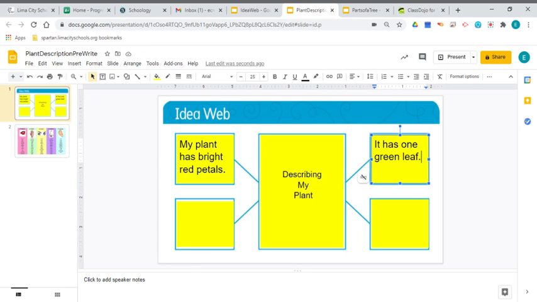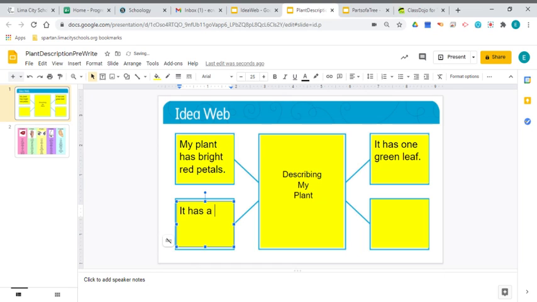Now, green, we said colors could be adjectives, so green is definitely an adjective. But guess what else can be an adjective? Number words can be adjectives. It's telling you how many leaves are on my plant, so that when you're trying to make a picture in your head of what my plant looks like, you know that it has one green leaf. So one can be an adjective. Number words are adjectives.